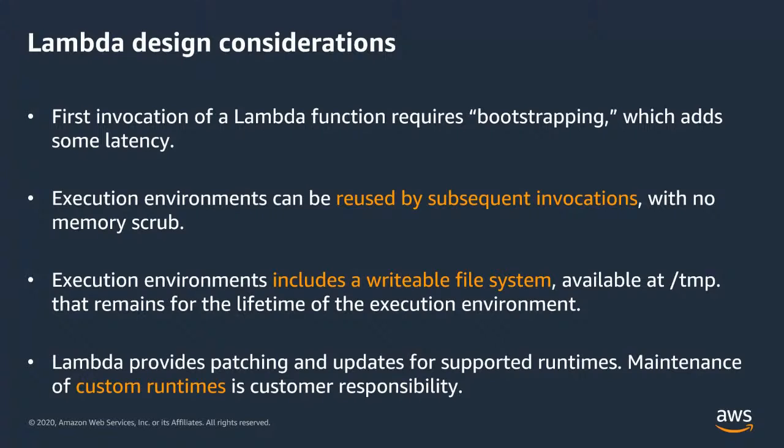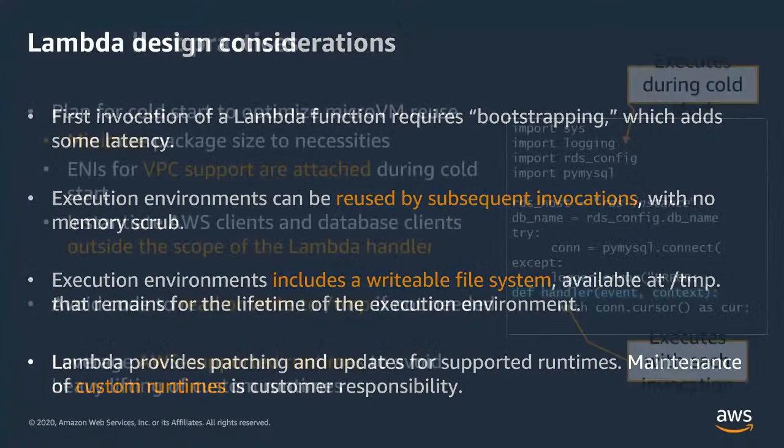So Lambda also provides patching and updates for supported runtimes. Maintenance of custom runtimes is the customer's responsibility. With Lambda, you get some runtimes out of the box, which are managed by AWS directly. But if you're running a custom runtime yourself, which you can do, you have to manage the whole update and patching of that runtime yourself. So it's your responsibility. AWS just provides, at a high level, how you can execute that custom runtime.